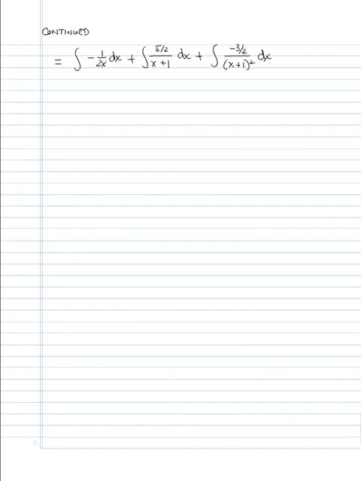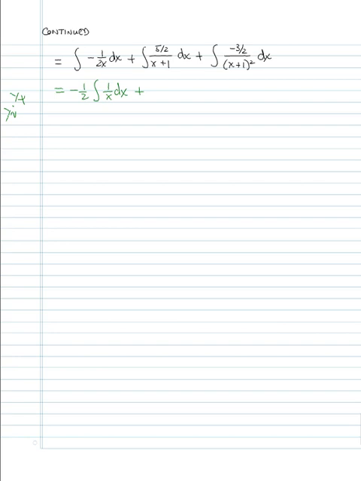Okay, I want to clean up what we're working on before I go much further. In this very first integral, and sometimes we don't think of doing this, notice that the integrand, -1 over 2x, is exactly the same thing as -1/2 times 1 over x. And so I could factor out a -1/2, and I'd have the integral of 1 over x dx.